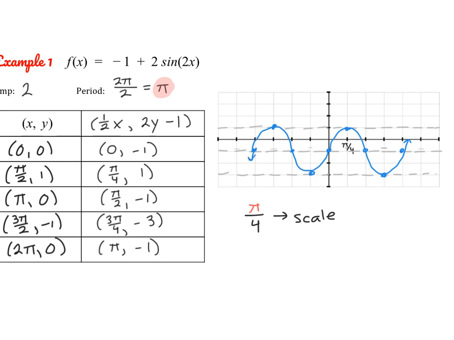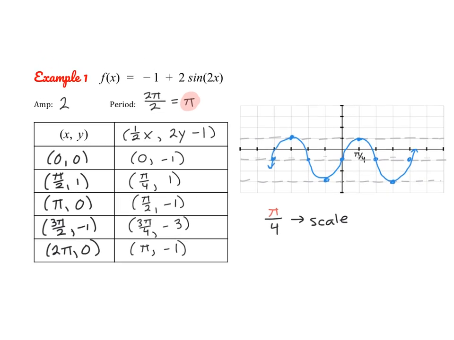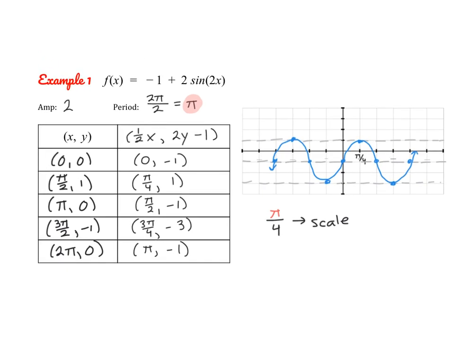So this is why I like to always take my period and divide it into 4 to do my scale, because then when I go to plot them, these are really the 4 quadrants from our original graph. So it makes it quick and it makes it very accurate.